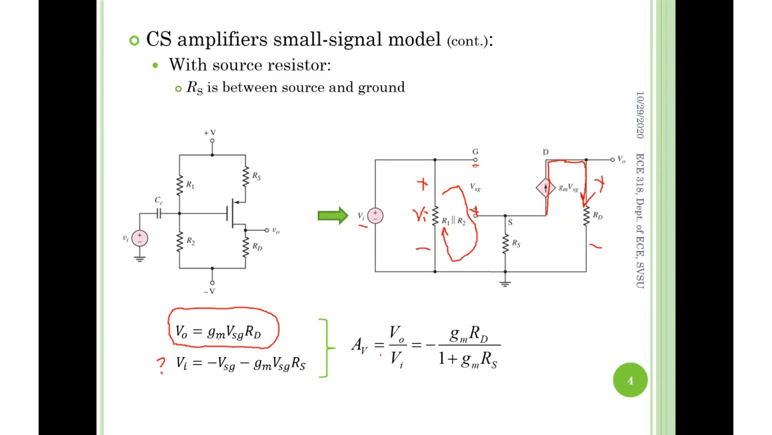Negative gm VSG, exactly. Or you can't say negative, because you can label it. By negative, you're assuming downwards as the positive direction. However, the current that flows through RS is nothing but this current, right? There's no current here. Why is there no current here? Why?